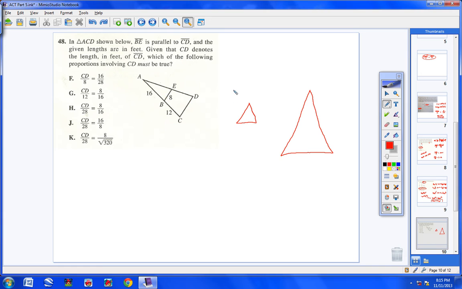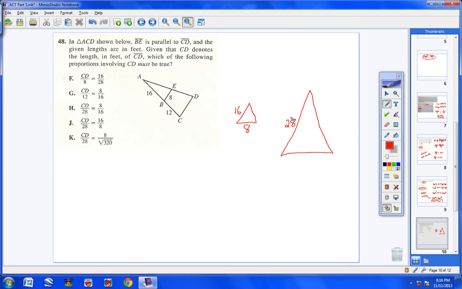Okay? Now, my little triangle has a length of 16 right here. Do you see that? It has a length of 8 right there. So I'm going to go ahead and put an 8 right here. Now I know the length of this whole side right here because from here to here is 16 and from here to here is 12, so I know this whole length right here has to be 28. So this whole length right here is 28.